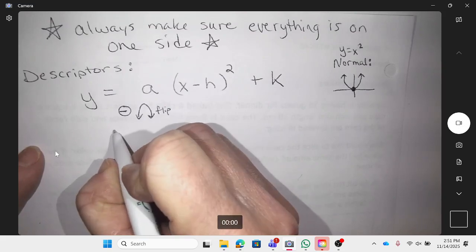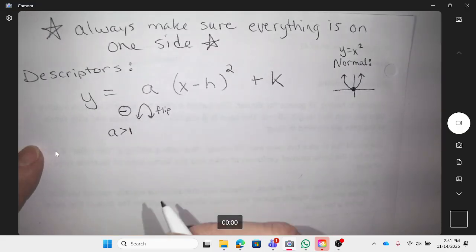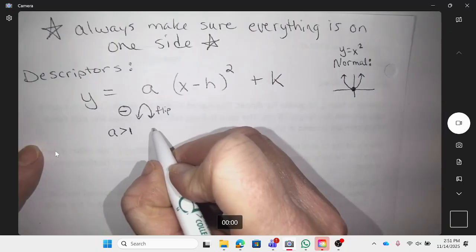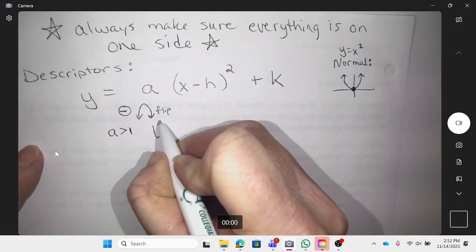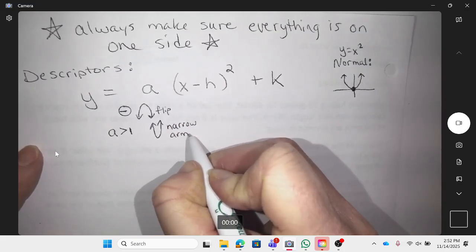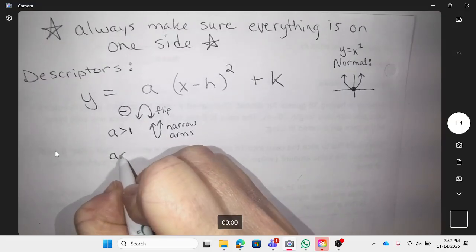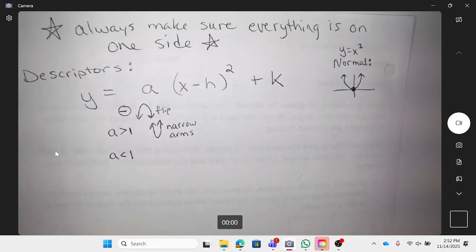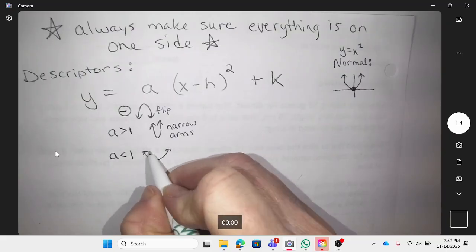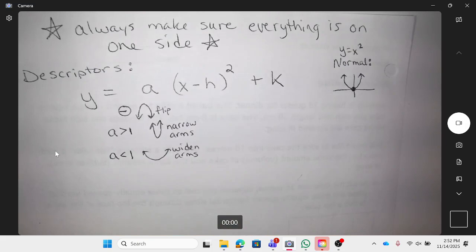If I do a number that is bigger than 1, it's going to narrow the arms. And if I do that multiplication number smaller than 1, it's going to widen those arms, right? Remember those things?